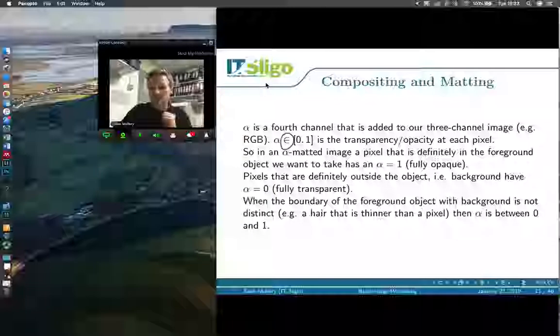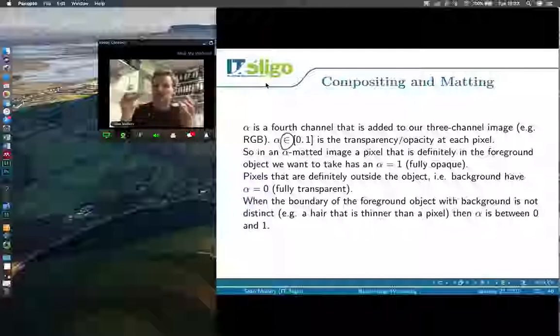So in an alpha matted image, a pixel that is definitely in the foreground object, that we want to take out of the image, will be set to an alpha value of 1, which is fully opaque. You can't see through it. Pixels that are definitely outside the object, in other words that are part of the background, would have an alpha value of 0, which is fully transparent.